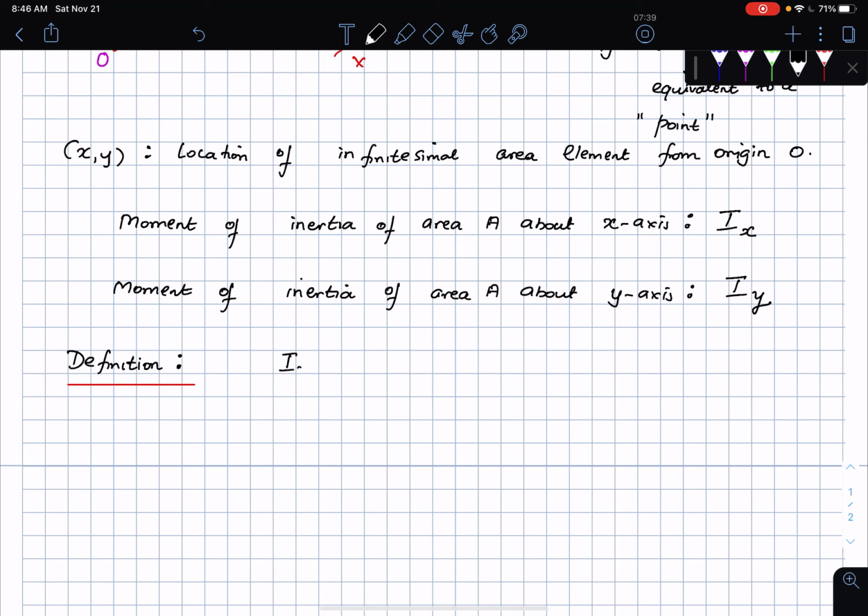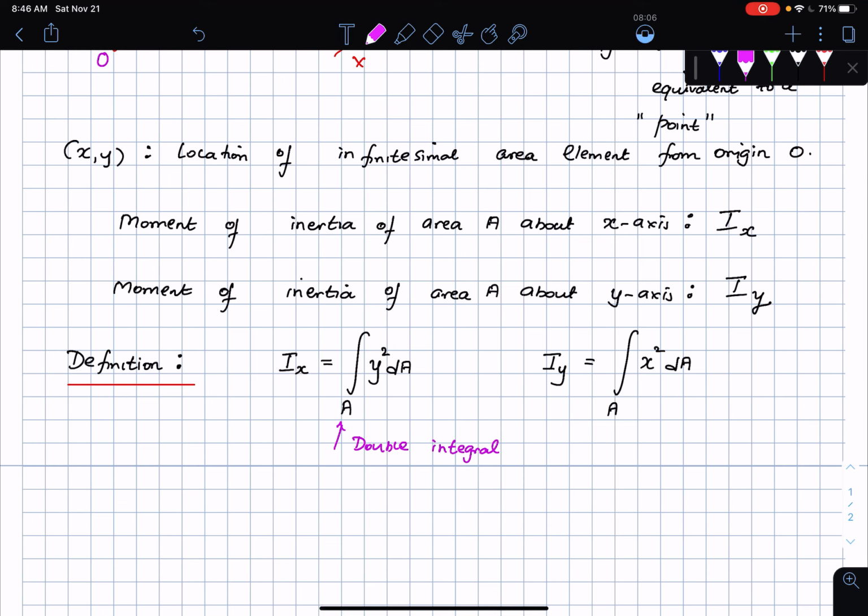Ix is going to be given as the area integral of y squared dA, the second moment of the area, and Iy is going to be defined as the area integral of x squared dA. This is an area integral, or a double integral, and they are both double integrals in that sense. This is the formal mathematical definition of the moment of inertia.